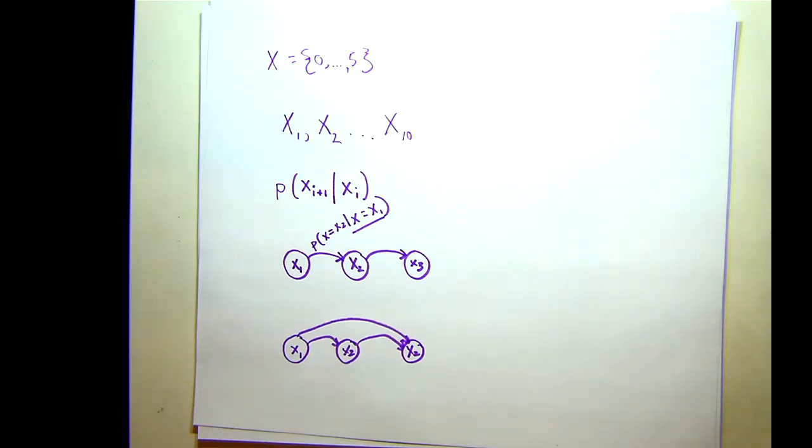Okay, so like I was saying, if you look back 1 step, that's usually considered a bigram model. If you look back 2 steps, that's called a trigram model.